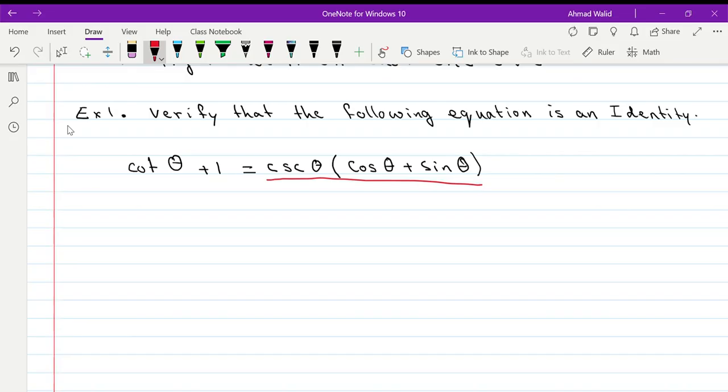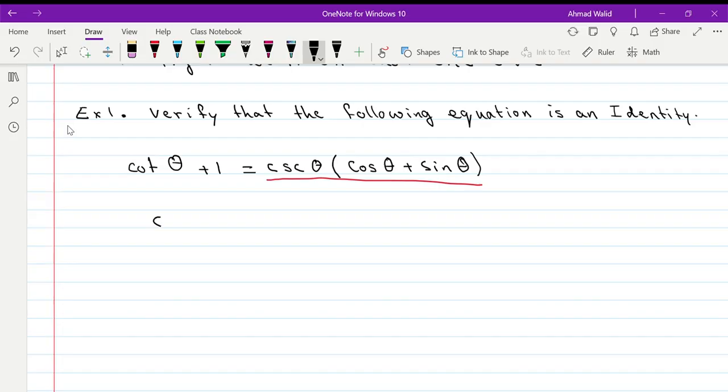Correct? Let's work with the... some professors write the left side always, then use an equal sign and put a question mark. Is this equal? It's better to just leave this and copy the right side, work with the right side and see if it becomes cotangent theta plus 1. Rewrite the right side, please.